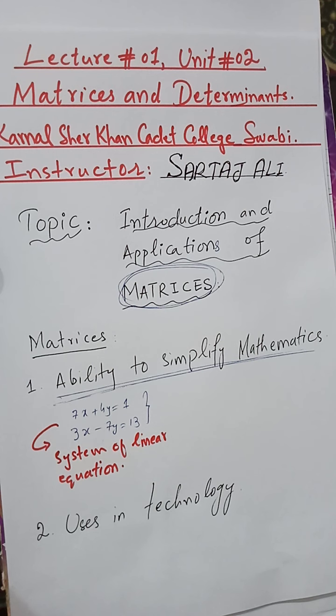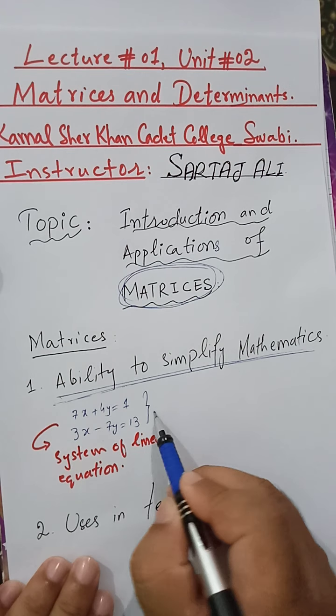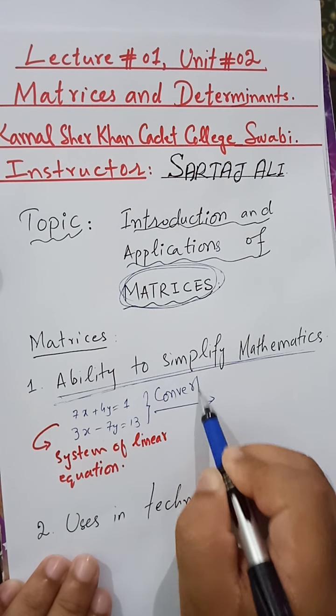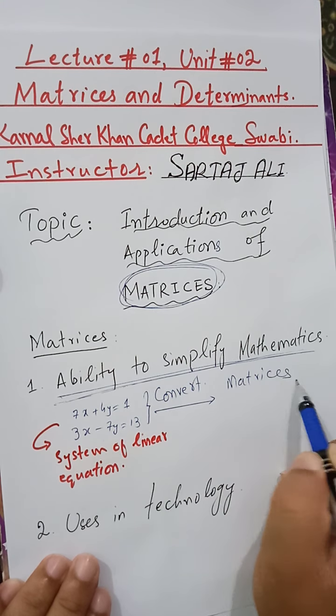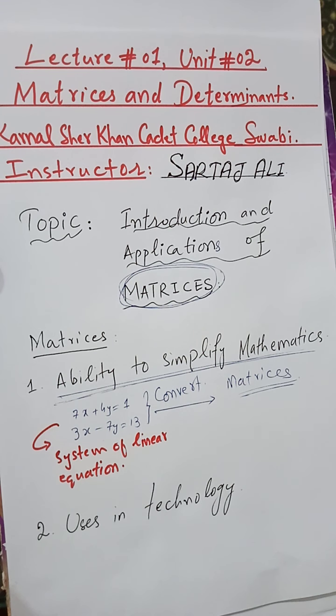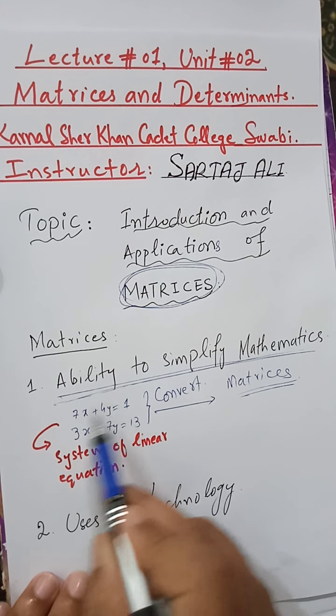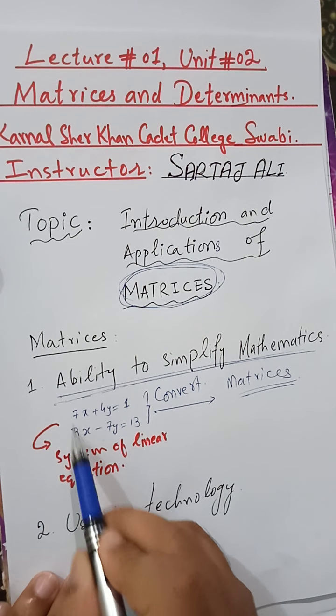When the system contains equations having more than 2 or 3 or 4 or 5 variables, it becomes so difficult to solve that system. Alternatively, if we convert that system into matrices, then we can easily solve this system and easily find the solution. You know from the previous classes how this system is converted into matrices.